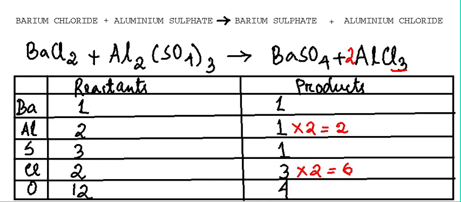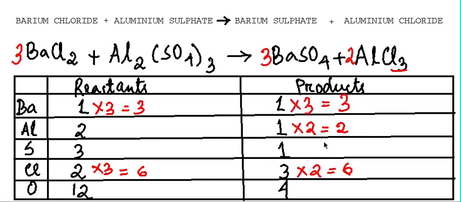Now chlorine is again unbalanced, so we will try to balance chlorine. For that we should multiply 3 with barium chloride so that chlorine becomes 6 and also barium becomes 3. Again barium, to balance barium we multiply 3 with BaSO4 so that over here barium becomes 3, sulfur becomes 3 and oxygen becomes 12.